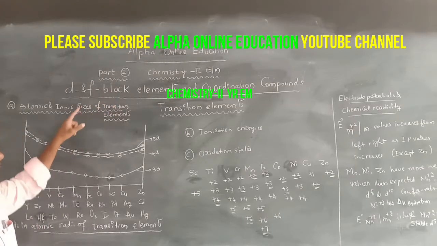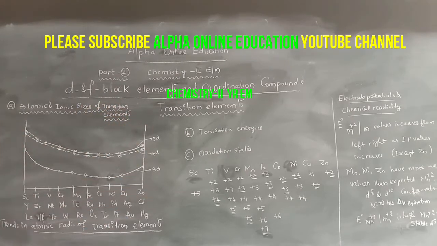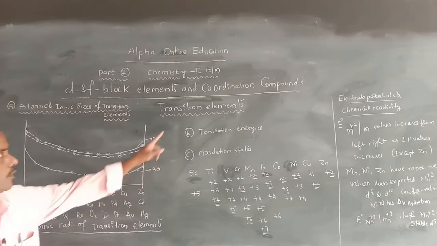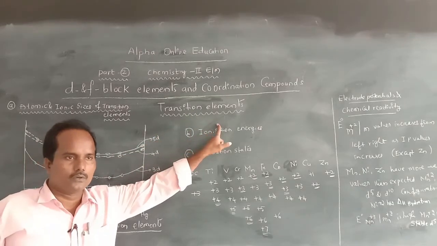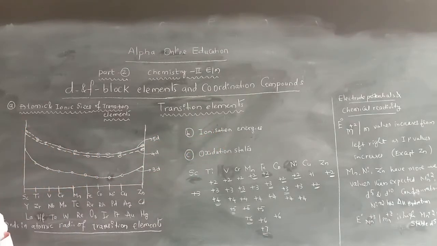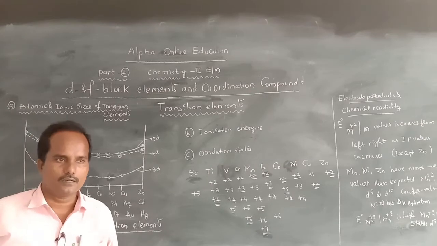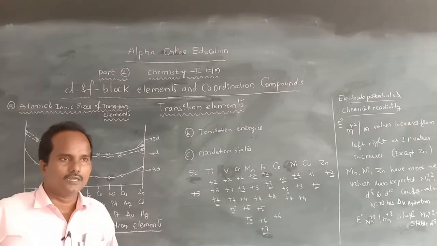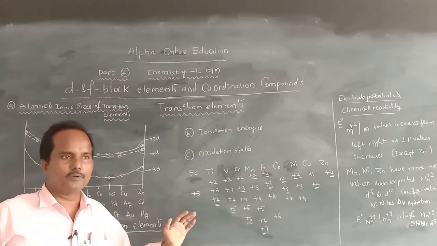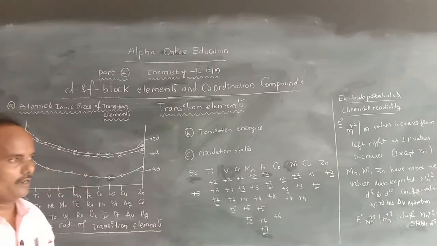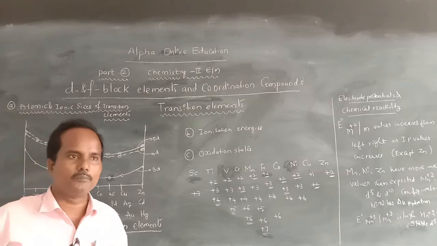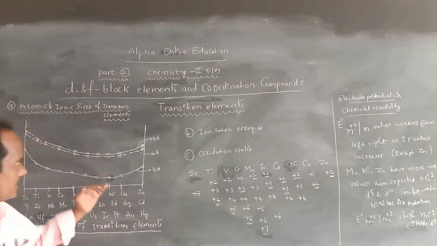Our chapter is d and f block elements and coordination compounds. Our topic is transition elements. In the previous class, we discussed how the d block elements exist in the periodic table, their position, then physical properties, especially melting points and boiling points. So these were discussed.